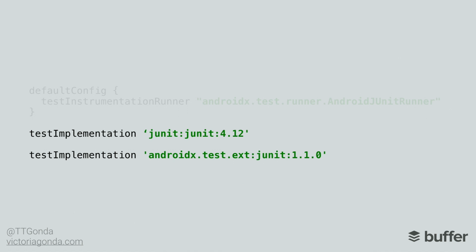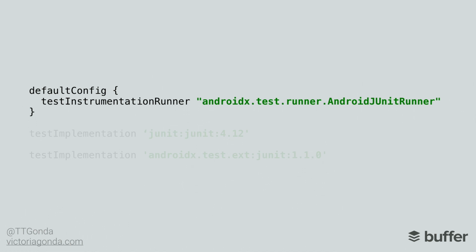There are 2 dependencies that we need to add in order to get started. The first is just plain JUnit 4. This one isn't a part of AndroidX Test, but it's what it's meant to work with. And then there's the AndroidX Test library that we use with JUnit. Notice here that I'm using test implementation instead of Android test implementation to include these dependencies. I'm doing this to show you that you can run these tests off device, off emulator. If you want to run them on device, you do need to use Android test implementation.